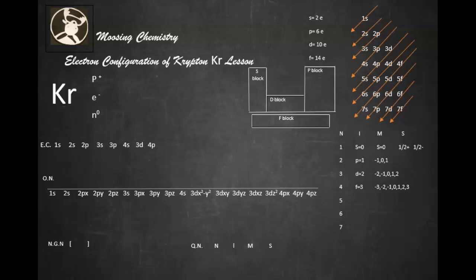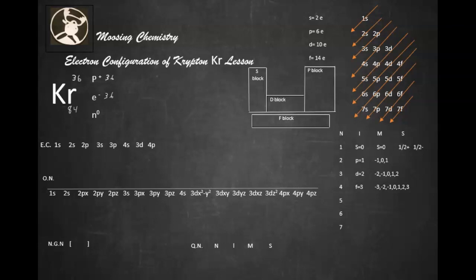So when we look at the periodic table, we notice that Krypton has an atomic number of 36. This is the 36th element of the periodic table, and its atomic mass number is going to be 84. Okay, so Krypton has 36 protons, and since it's electrically neutral, it would have 36 electrons.